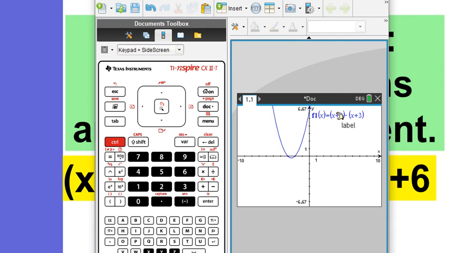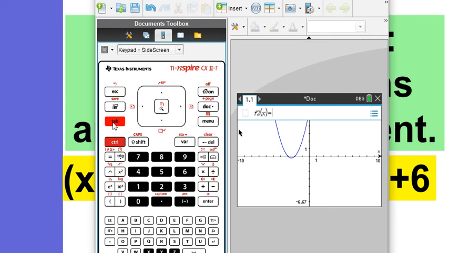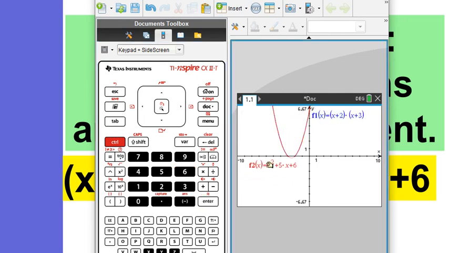So now I want to test the other expression. So I press tab, and this time I need x squared. So the x key and then the squared key. You need the x first, then the squared, plus 5x and plus 6. Enter, and I get a parabola. What do those parabolas tell me?